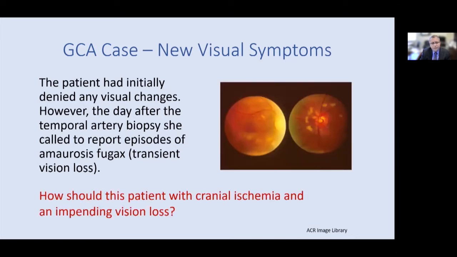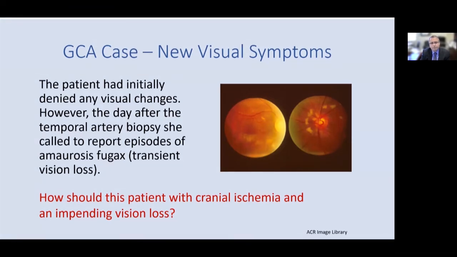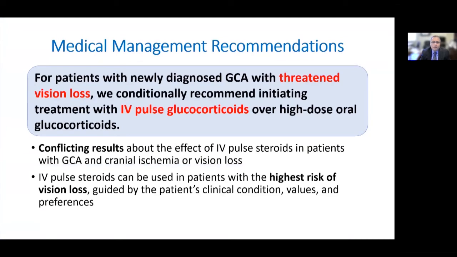Patient now has developed ischemia, and it's important. We call it cranial ischemia, and may have an impending vision loss due to lack of good perfusion of the blood to the eye. So with this, we call this threatened vision loss.